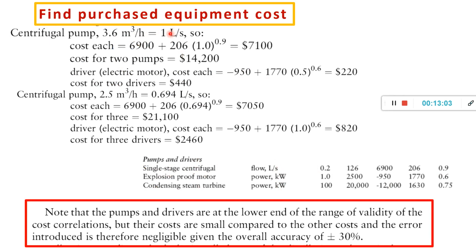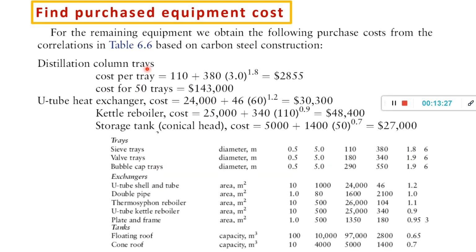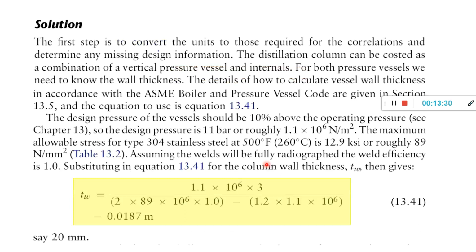So after it's converted, we know it is 1 liter per second. So the cost for each centrifugal pump here, following this one, is 6900 plus 206 times 1, then power 0.9, we get 7100. Just multiply by 2. Then it comes together with the electric motor. How we know it comes together with the electric motor is we look at the list.